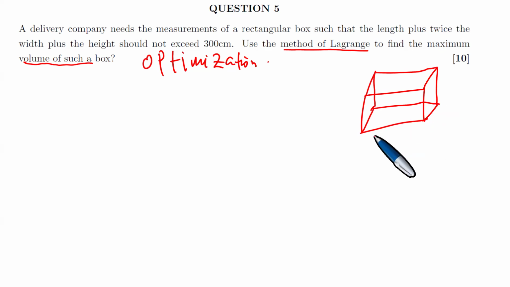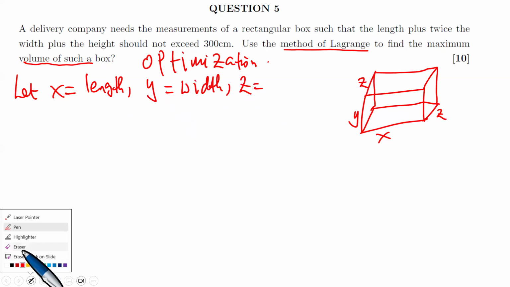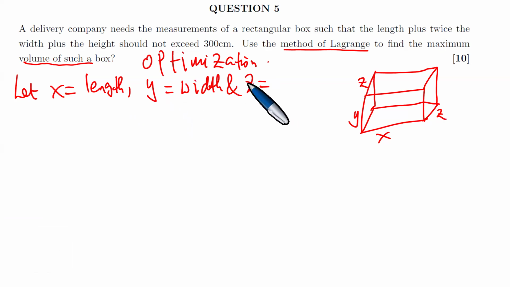Here's the box: x, y, z, the length, the breadth, the height. So the height of the box is like z. We will let x be the length, y be the width, and z be the height.